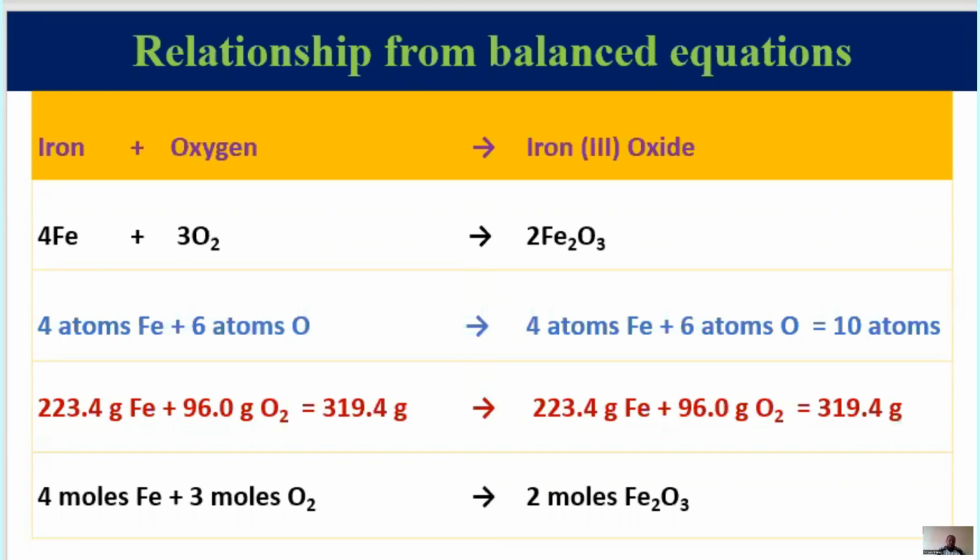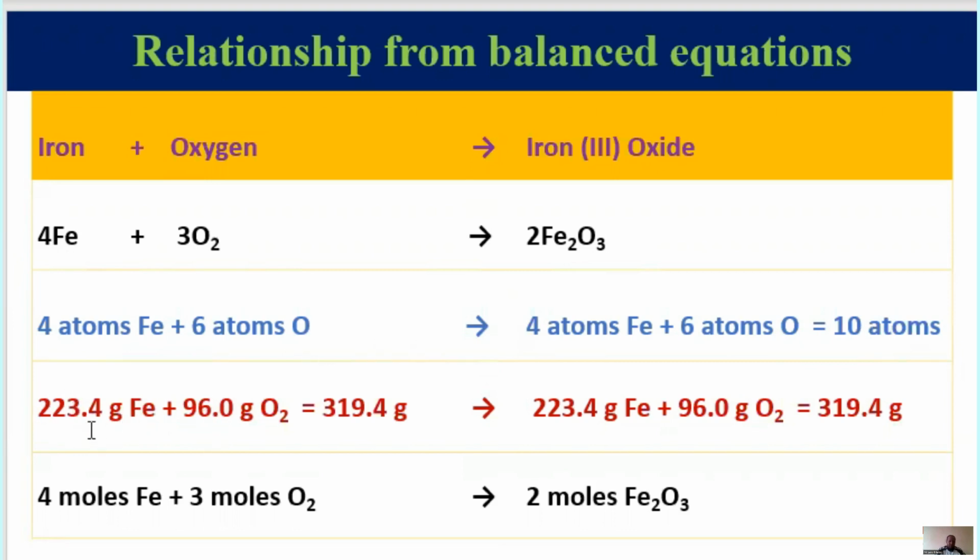For example, iron reacted with oxygen to produce iron(III) oxide. When we balance this chemical reaction, 4Fe plus 3O2 produce 2Fe2O3. That means 4 atoms of iron reacted with 6 atoms of oxygen to produce 4 atoms of iron and 6 atoms of oxygen in Fe2O3, to produce what? 10 atoms.